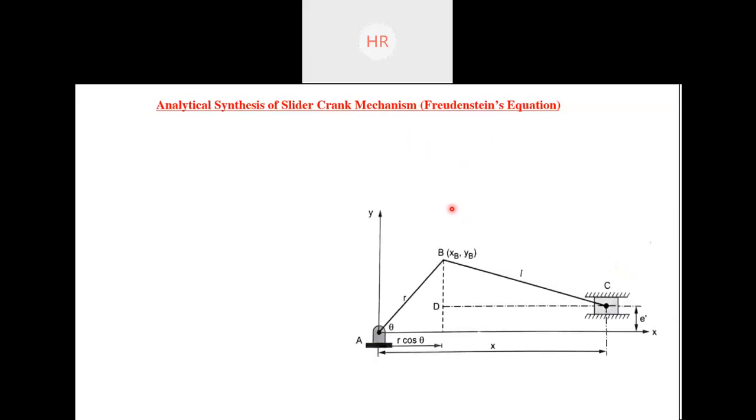Okay, so in today's lecture, we will study analytical synthesis of slider crank mechanism. We can say Freudenstein equation for slider crank mechanism. So the mechanism looks like this. Already we have studied how to draw this slider crank mechanism. This AB link is the crank. This link BC is the connecting link, and this link C is a slider. That is the slider, sliding on this dotted line.